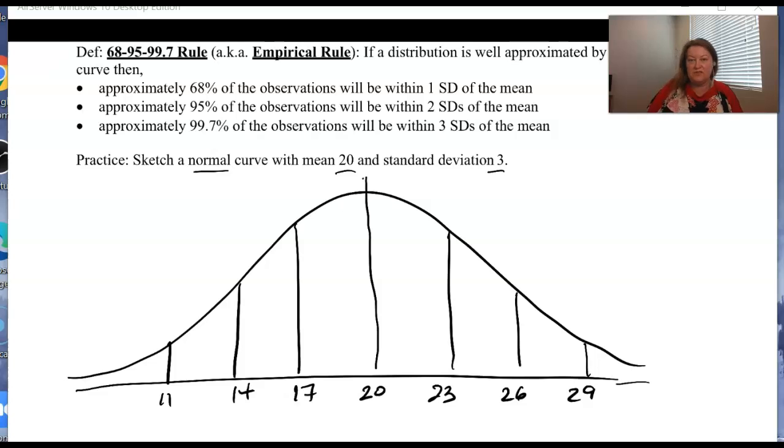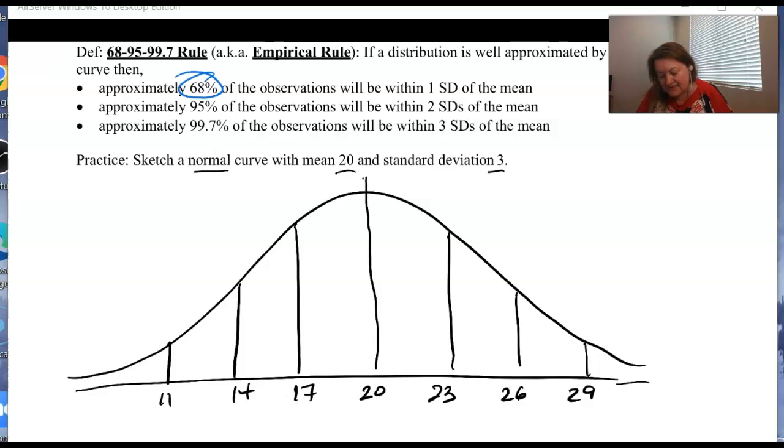So if the average score is a 20, then most people will get a 20. A few people will get between 17 and 23. Some people will get between 14 and 26. Very few people will go lower than 11 or higher than 29. Okay, so here's where these percentages come in.